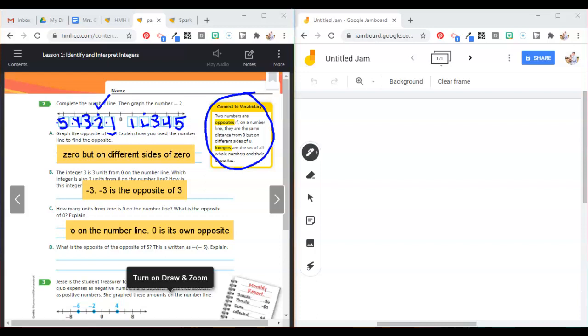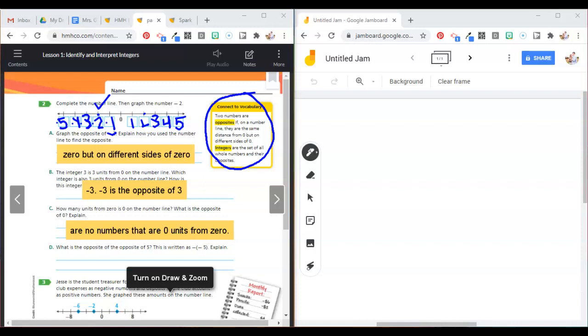And now we have to explain that. There are no units. Sorry, there are no numbers that are 0 units from 0. Now that's a little bit confusing, but 0 is its own opposite because 0 is neither negative nor positive.